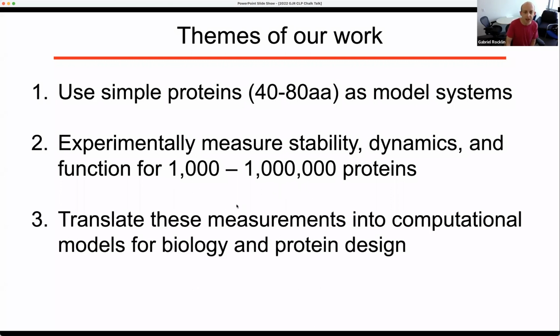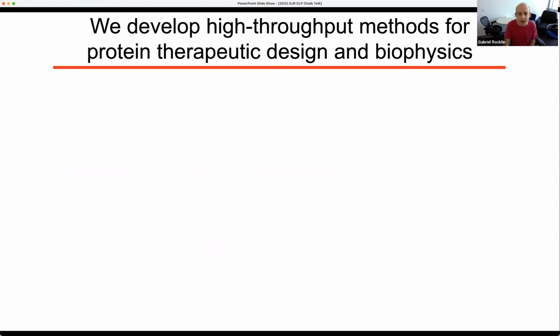And then the last theme is to take all this data and translate it into computational models that people can use to understand biology and to design better proteins. And so all these three themes will kind of come in and out of the different projects that I'm going to tell you about. So we're working on projects in a few different areas.